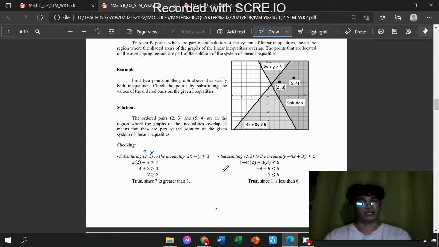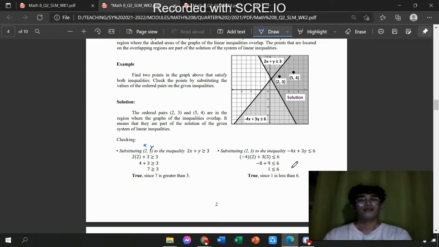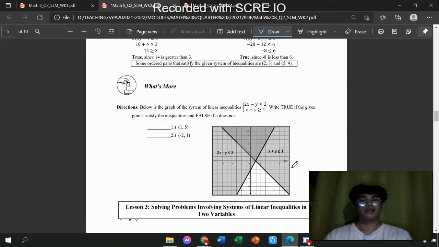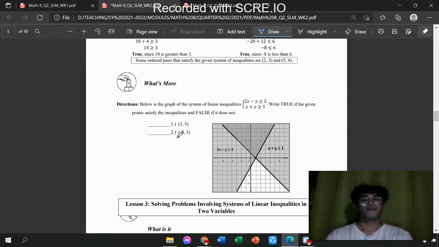to the linear inequality. So ingon to ra unsaon pag-determine kung asa nga area ang solution sa linear inequalities by graphing. Very easy. So you have an activity, What's More, 2 items only. So naay graph. Below is the graph of the system of linear inequalities. So na given ka duha ka linear inequalities. Write true if the given points satisfy the inequalities and false if it does not.